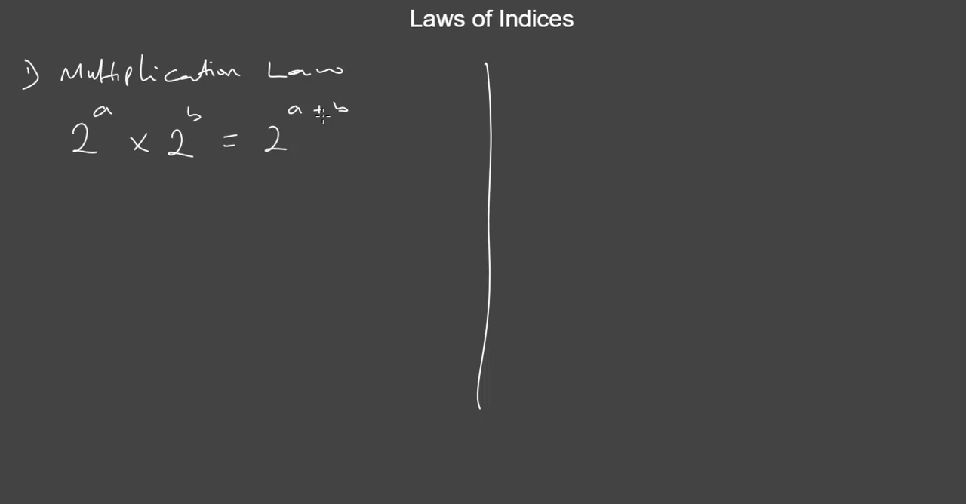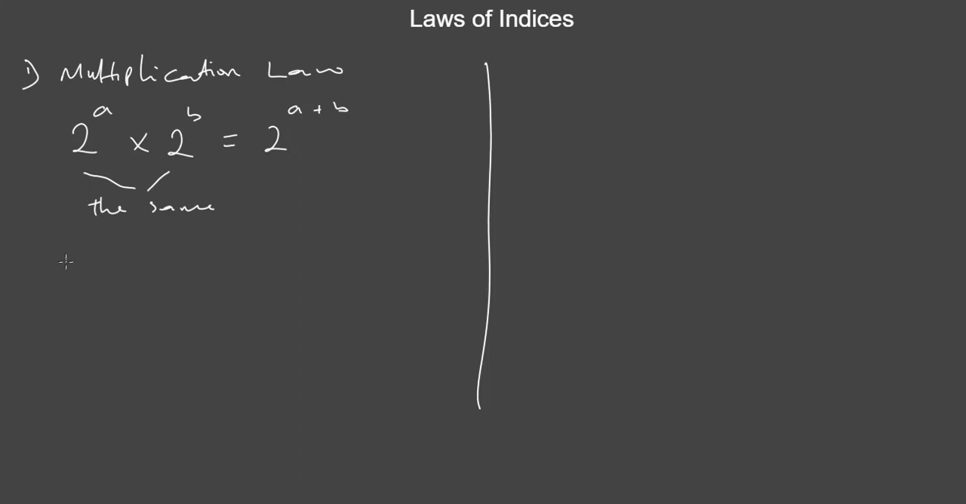So take note, for this law to be applied, the two bases must be the same. So if this is 2, this must be 2. If this is 10, this must be 10. But the powers could be different. This could be 50, this could be anything. But the law states that to simplify this, take one of the bases, right? Then add the powers, and that is the first law.